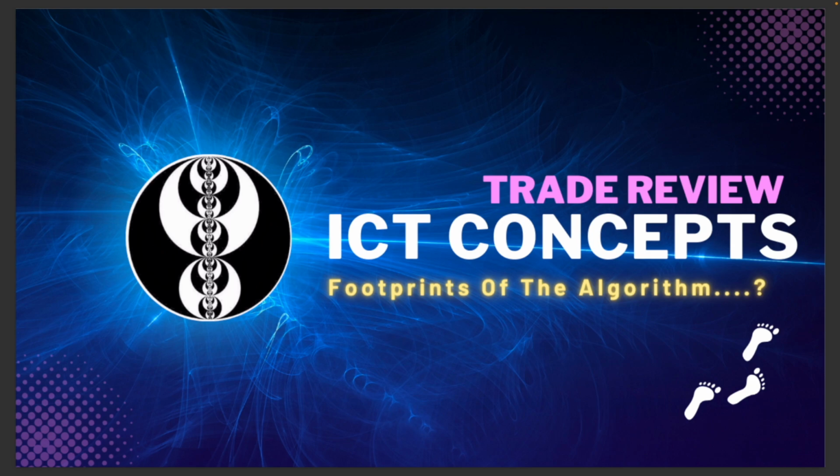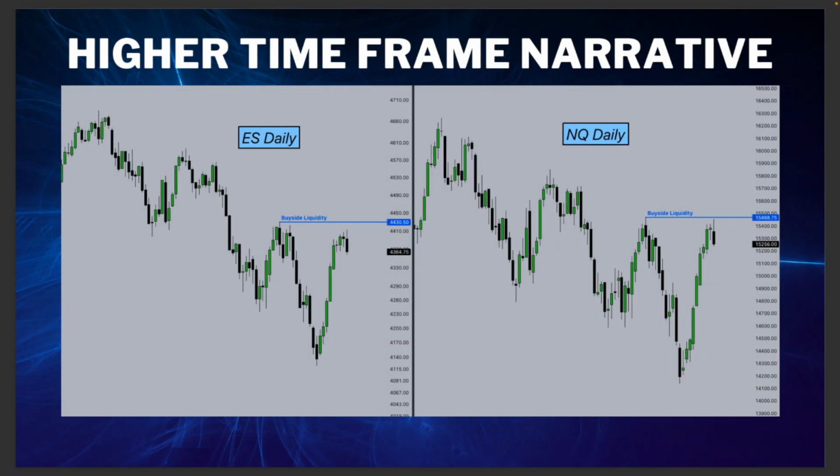Today we're going to be reviewing a trade I took on the S&P this past Friday. So as always, the foundation of any of my trades needs to be the higher time frame narrative. So heading into Friday, what was the daily chart looking like?